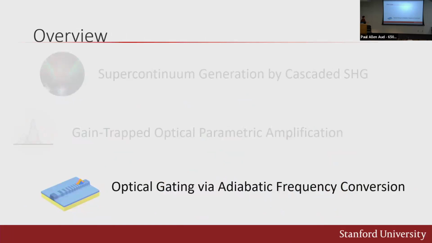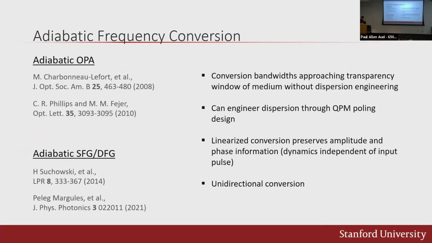So the next thing we're going to talk about is adiabatic frequency conversion. This is an analog to the Landau-Zener theory that a lot of people might be familiar with, like rapid adiabatic passage. Instead of doing it with, say, a two-level system in a magnetic field, we're going to be doing it with these waveguides for very broadband pulses. There's been quite a bit of work done on this here at Stanford, and also at a few other places, including Cornell, where I did my PhD.